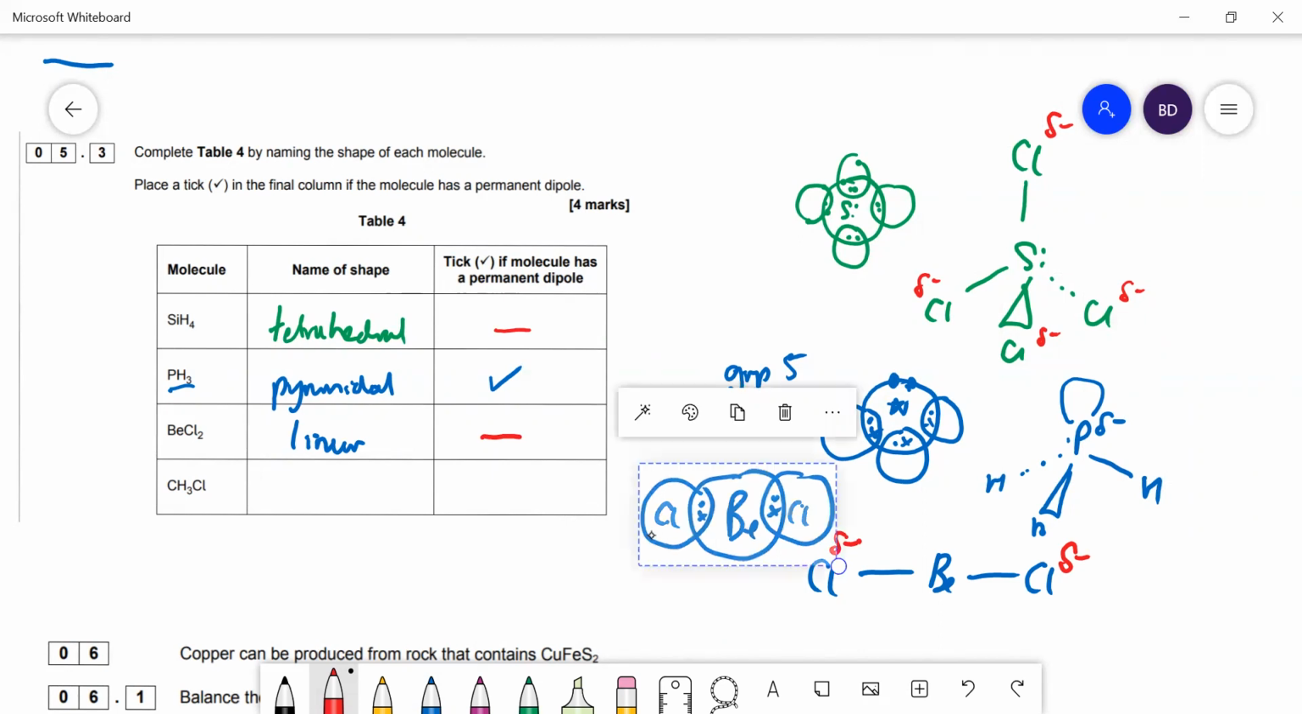CH3Cl. Make a bit of space here, and this one does have a dipole because it is not symmetrical.